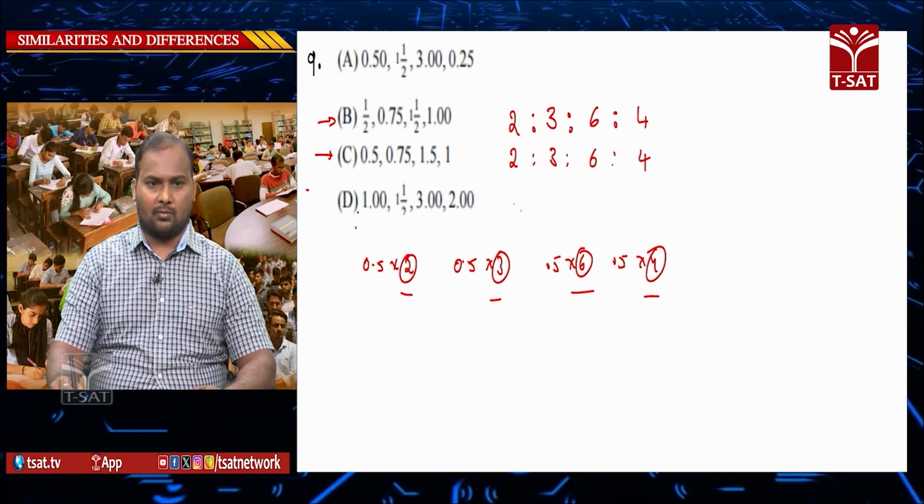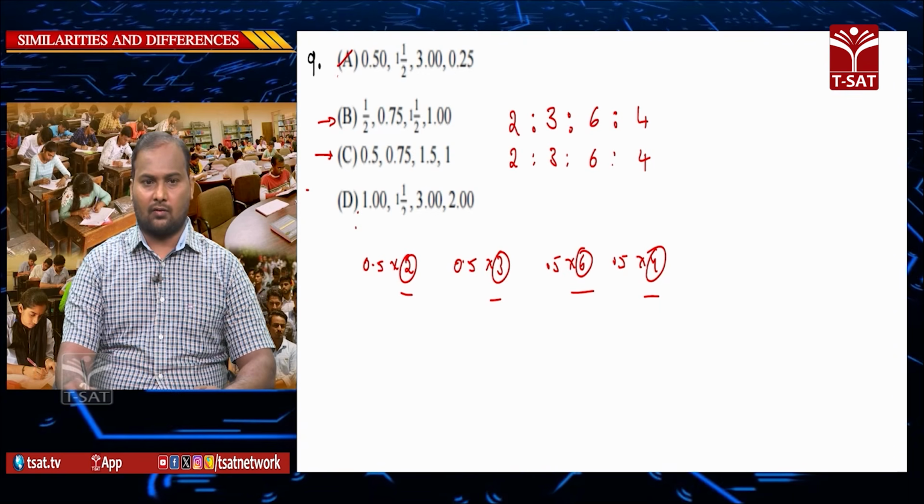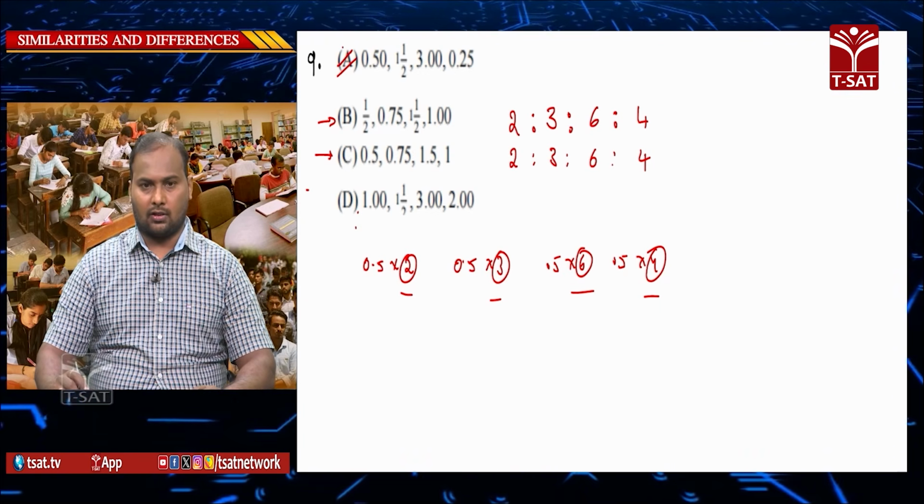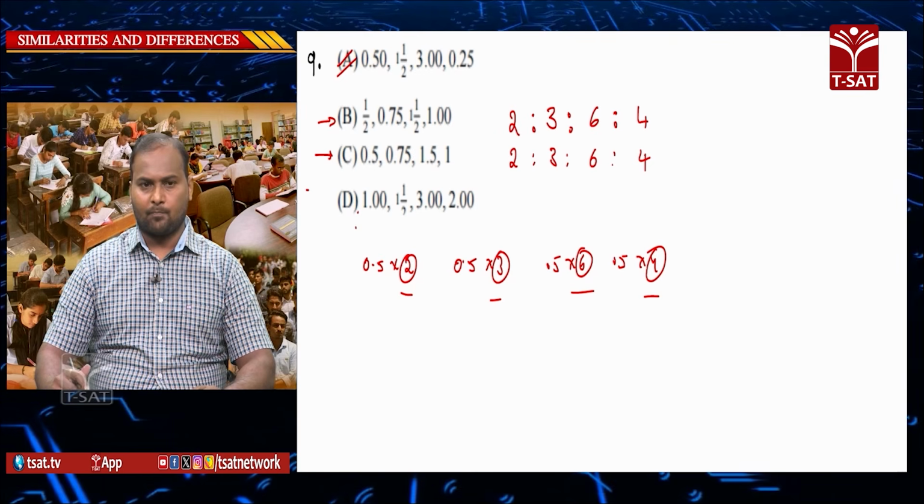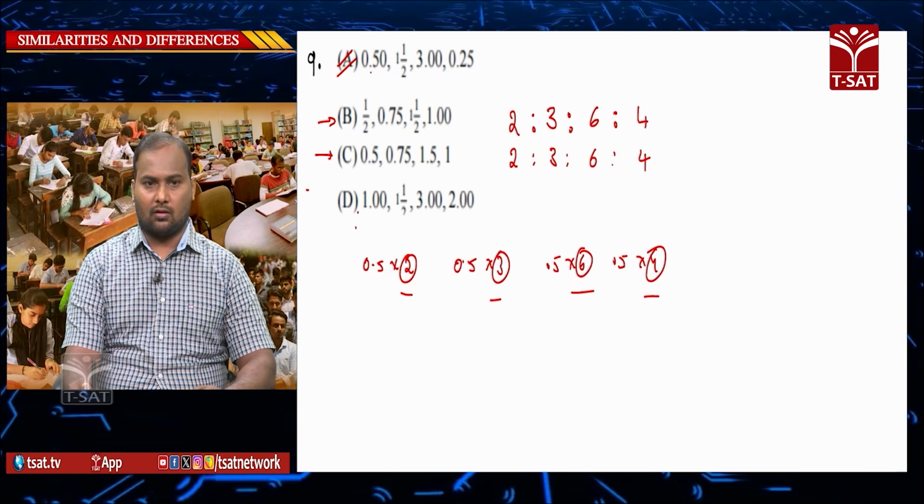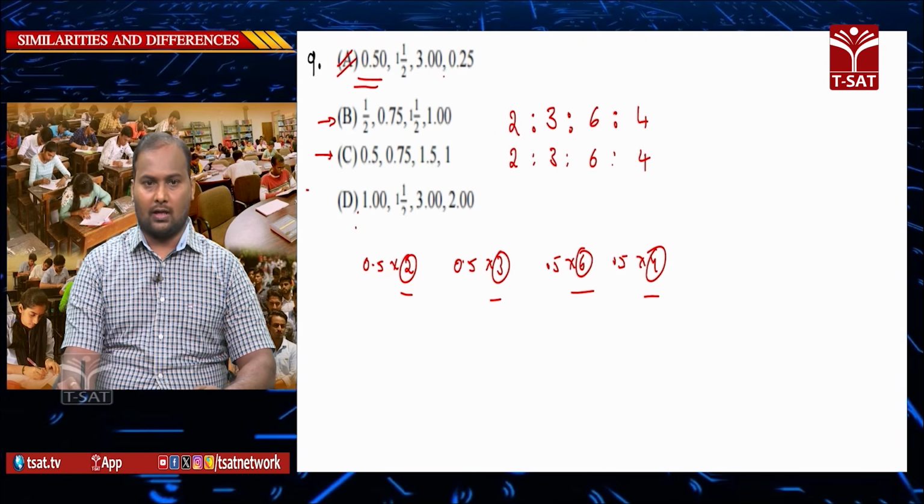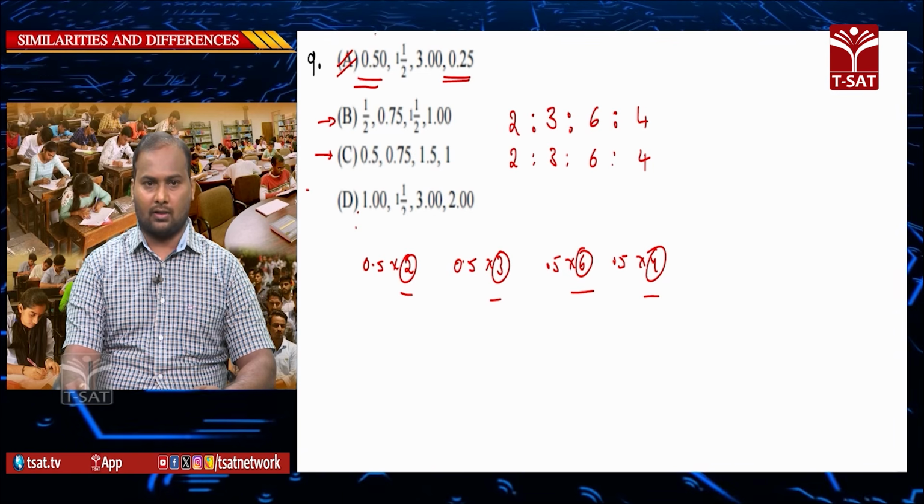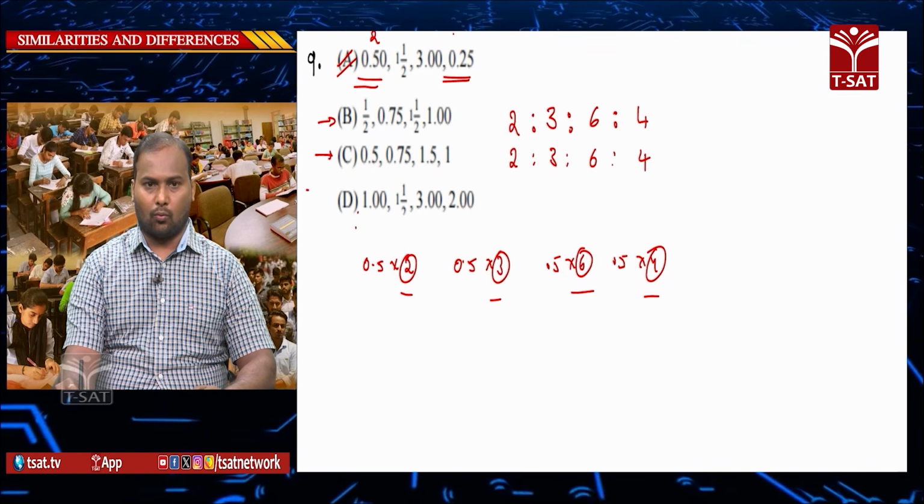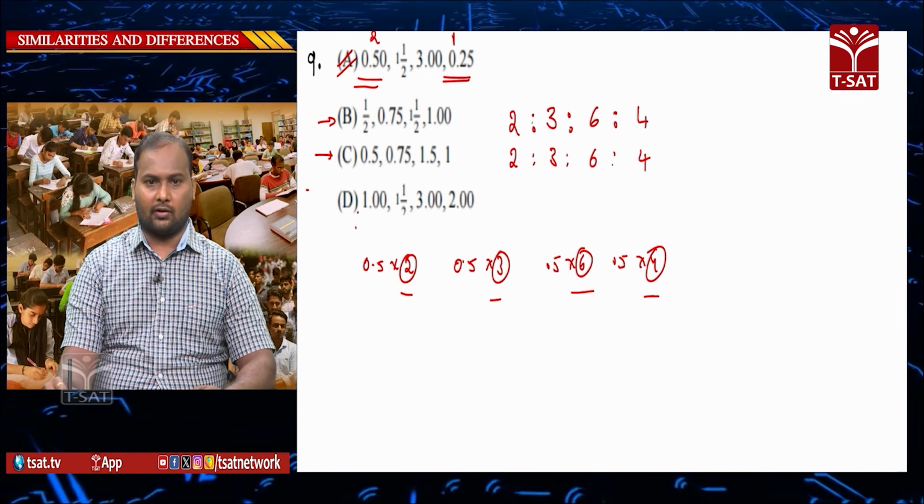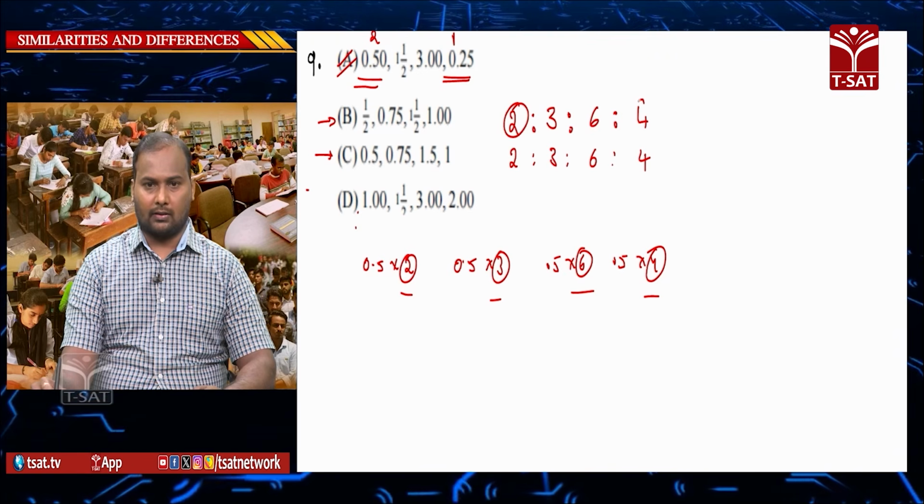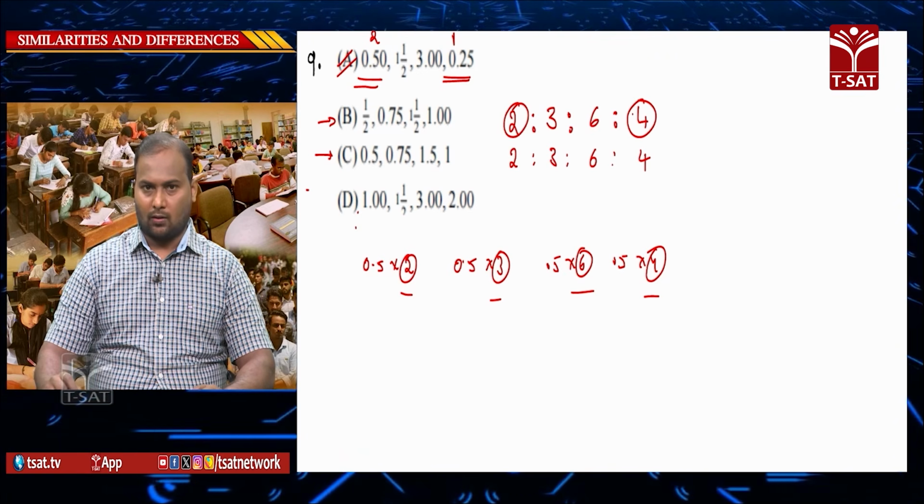But you see that option A is not following this particular pattern of 2, 3, 6, 4. Instead, if you see these two, 0.5 and 0.25, the ratio is something like 2 and 1. But here it is like 2 and 4. So it is avoiding this particular logic.